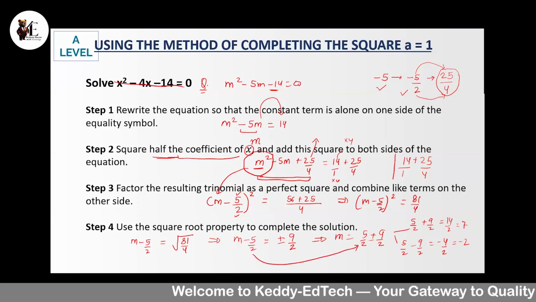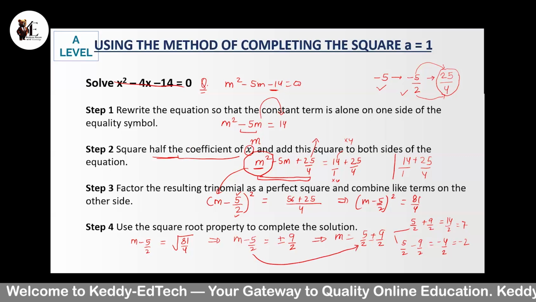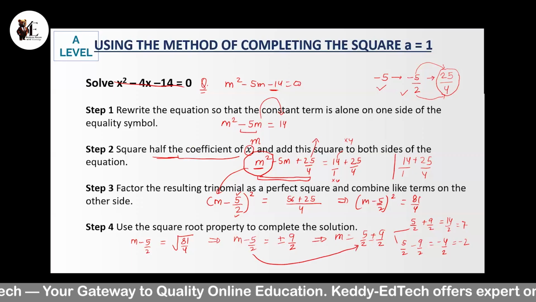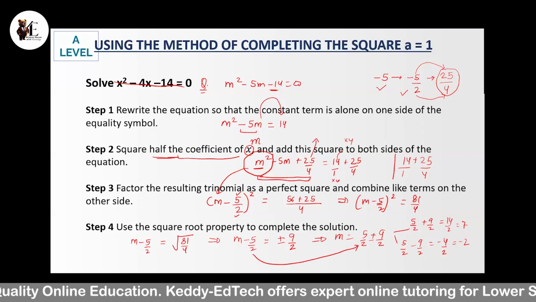So now you have to separate these positive and negative signs to simplify it further. So 5 over 2 plus 9 over 2. Denominators are the same. Simply add the numerators. 5 plus 9 will be 14 over 2. Answer will be 7. 5 over 2 minus 9 over 2.